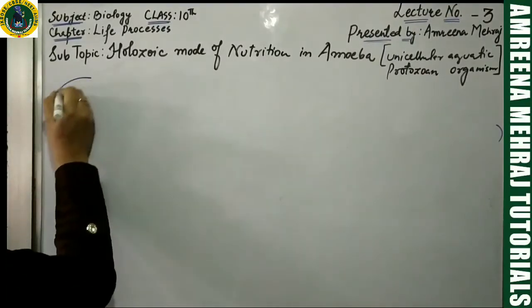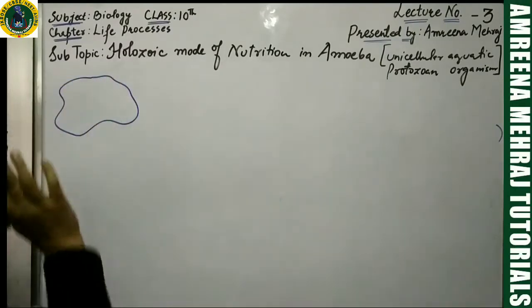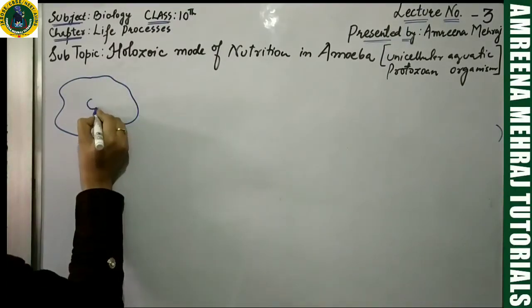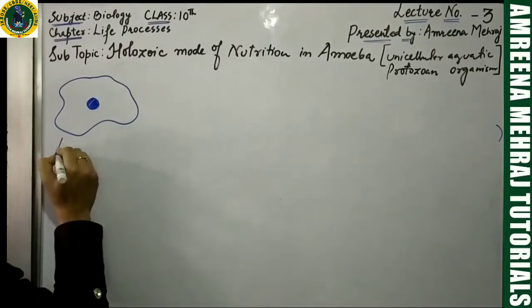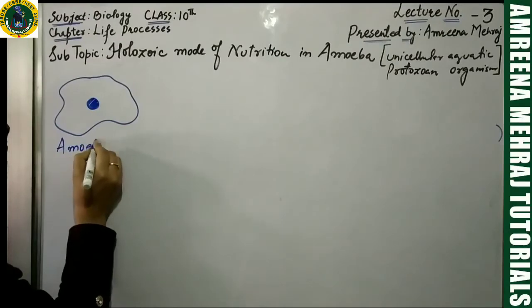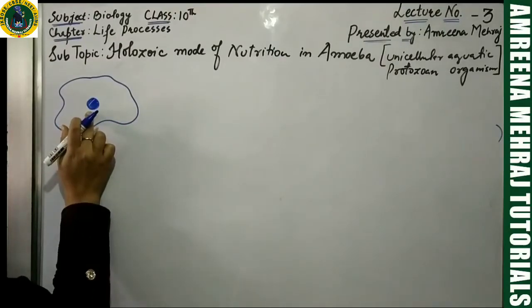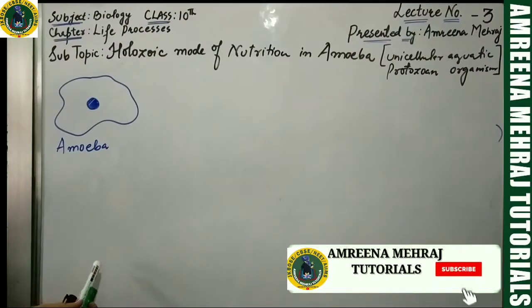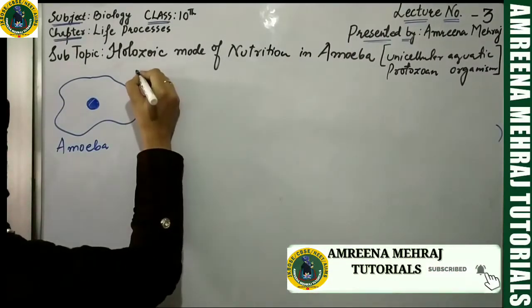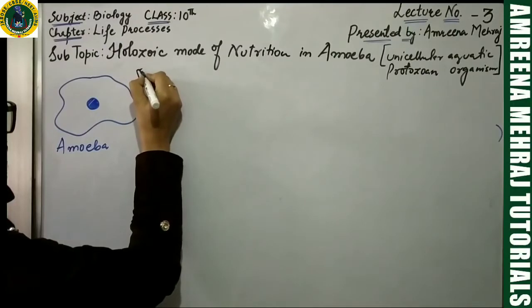So say for example, amoeba, since it has an irregular body, so this over here is our amoeba, and this body which I am showing is the nucleus of amoeba. This is what we need to show. We don't need to complicate the things over here. So this is your amoeba and this is the nucleus of the amoeba. And over here I will show a food particle. Suppose this is a food particle.